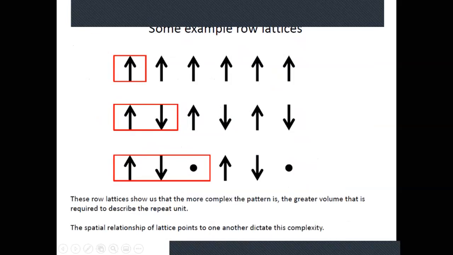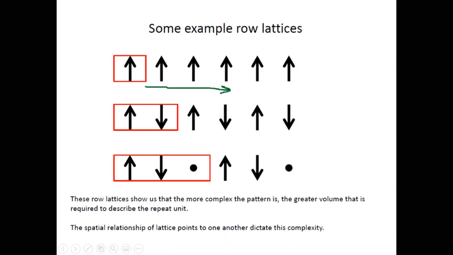So here's just showing you some examples. It doesn't have to be the exact thing. You just have to include something that gets repeated in 3 dimensions. So for the first example, the repeat unit is this up arrow, and it gets repeated in 1 dimension, the same thing repeated over and over.